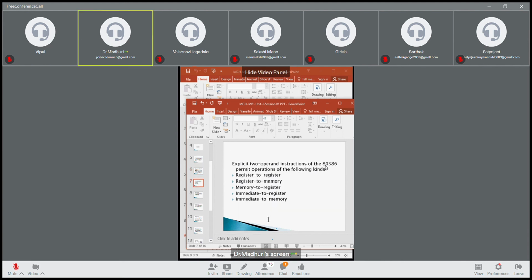Now there are 2 operand instructions: register to register, register to memory, memory to register, immediate to register, and immediate to memory. Okay, so this is the 386.